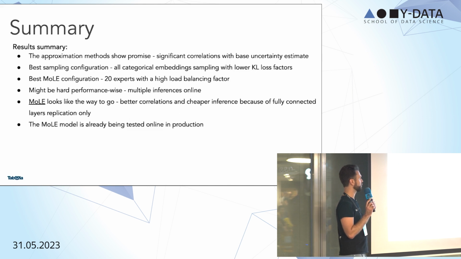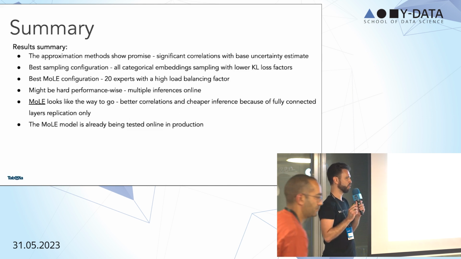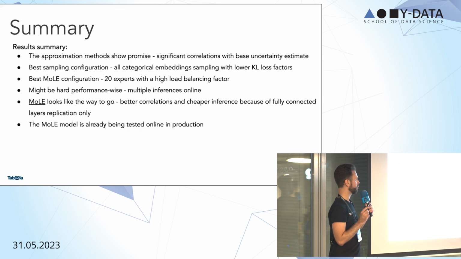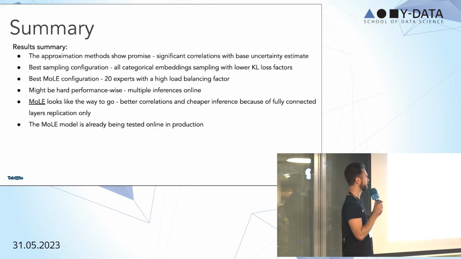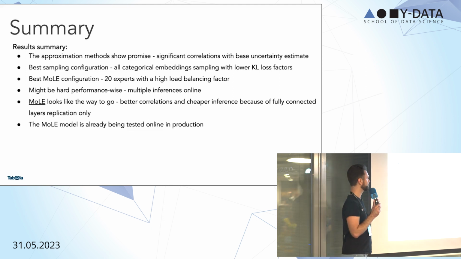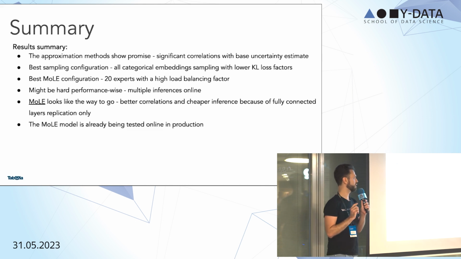So for the sampling configuration, if you want to try it out, sampling more features worked better. So we sampled all of the categorical features, and we did a pretty low weight on the KL loss factor. And in the MoLE configuration, we took 20 experts. I guess more will be even better, but that's probably what we can afford for now, performance-wise. And with a really high load balancing factor to enforce the uniformity of the experts. It's still hard performance-wise, but we're testing it online and it shows promise.